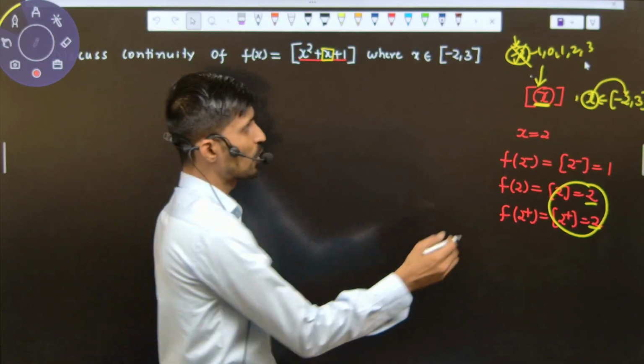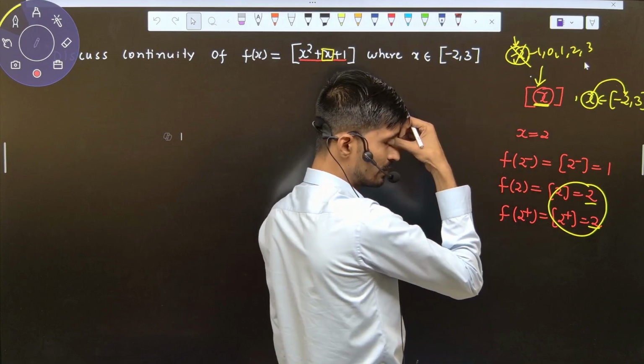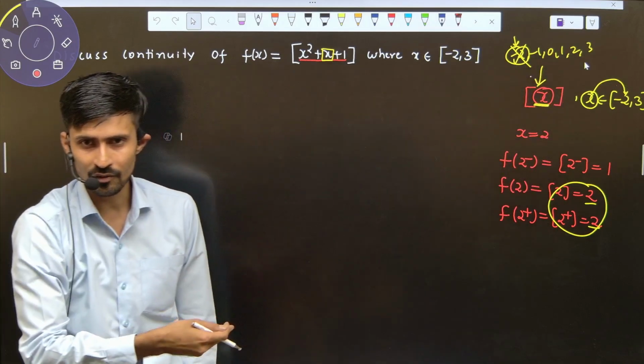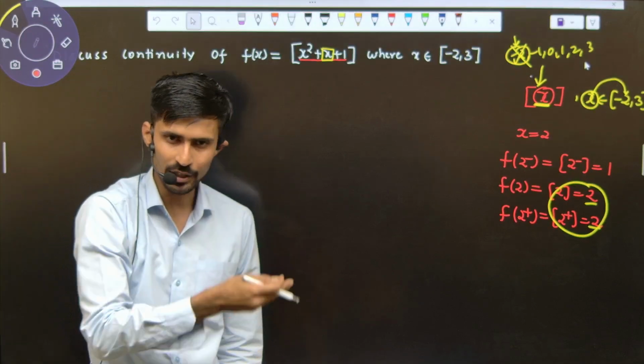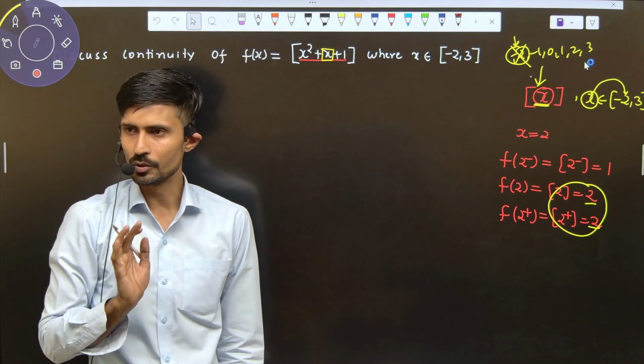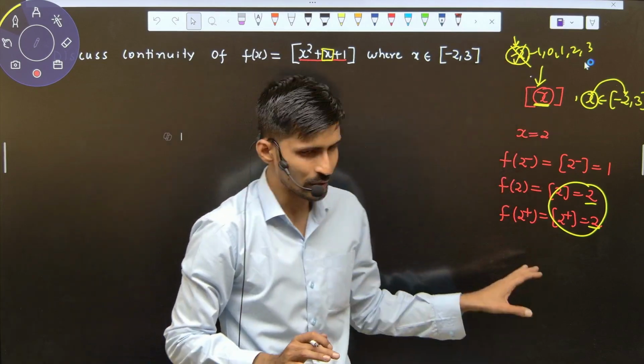And what are those points? X is equal to minus 1, the graph will break. X is equal to 0, the graph will break. X is equal to 1, the graph will break. X equals 2 and x is equal to 3. So a total of 5 points of discontinuity will be there. It means it's very simple to understand here.